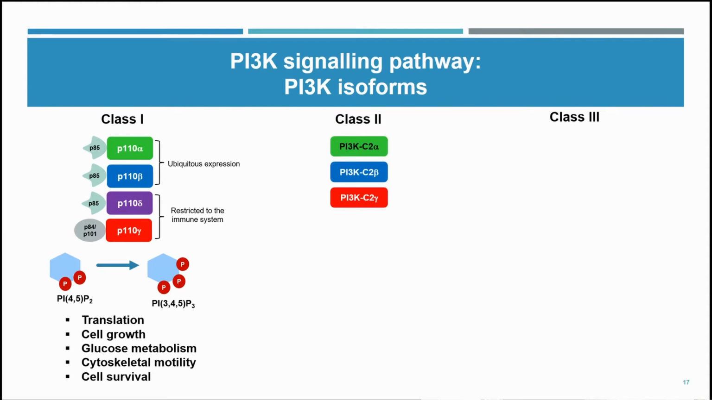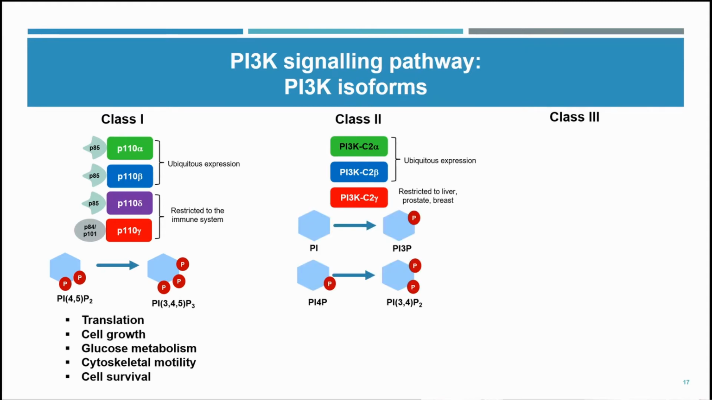For class 2, we have 3 monomeric enzymes, C2 alpha, C2 beta, and C2 gamma. C2 alpha and C2 beta are ubiquitously expressed, and C2 gamma has a restricted expression to liver, prostate, and breast. They can phosphorylate PI into PI3P, but also PI4P into PI(3,4)P2. Their roles are still unknown, but they have been implicated in growth, cell migration, glucose metabolism, angiogenesis, and cell survival.